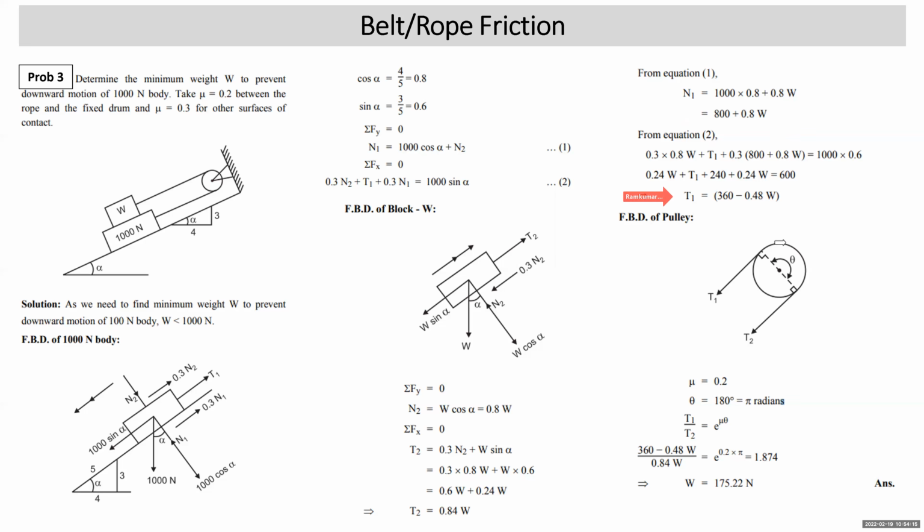Now we consider the FBD of this friction pulley. You can see that these two strings are parallel to the plane. That means when you drop a perpendicular from the center of the pulley on the two ropes, you understand that the angle of lap is 180 degrees or pi radians. Now this tension was T1.